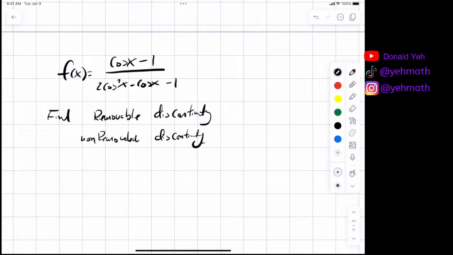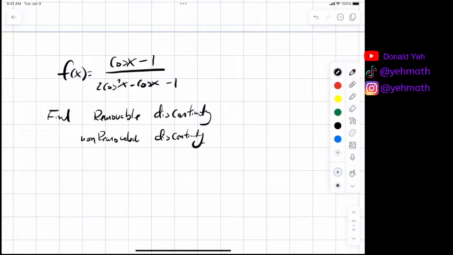What is that? That's a removable or non-removable? Well, yeah, but you also had to set it equal to 0. Yeah, solve for x. So x is what? Okay, good. But there's a coordinate though. A hole is a coordinate. So how do you find the y of that coordinate? Plug it back in the original equation, right?